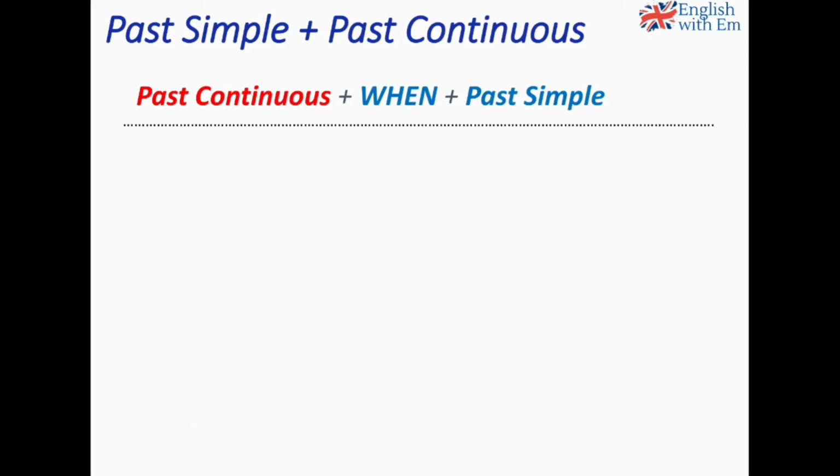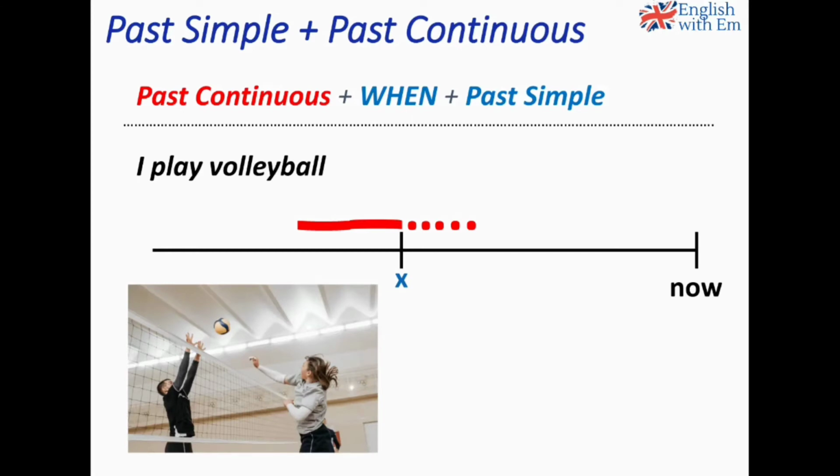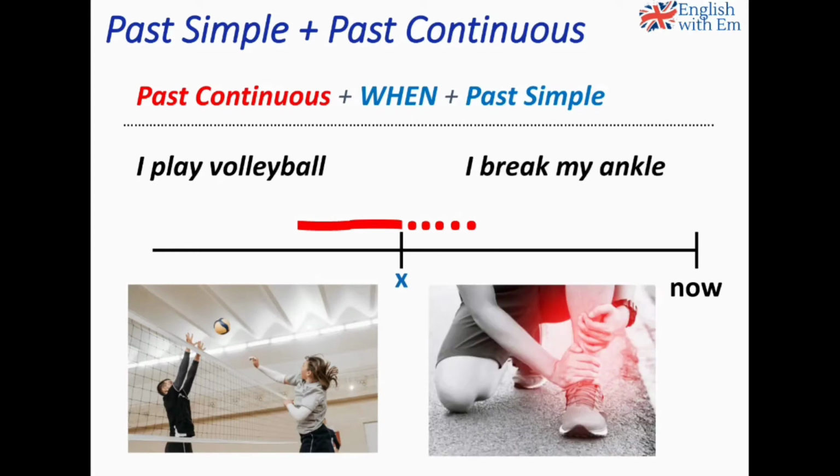Past continuous, followed by when, and past simple. So we've got our timeline here and 2 actions. I play volleyball. I break my ankle. So imagine you need to make a phrase using these 2 actions, with one of them in the past continuous tense and one in the past simple tense. Which of these actions do you think is the longer progressive action? And which action is the shorter action that interrupts it?